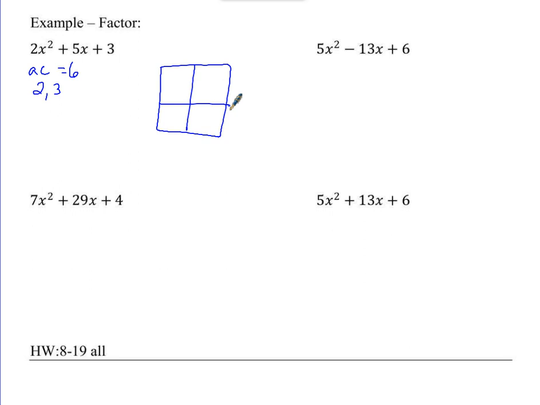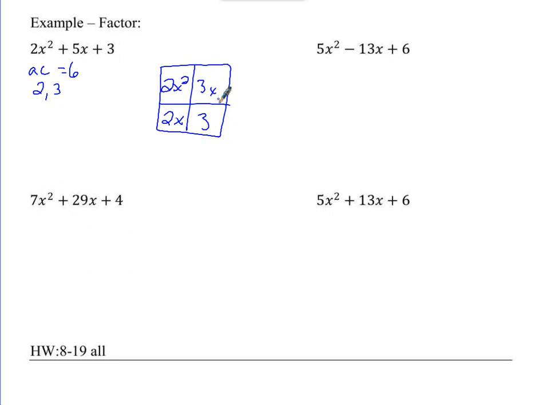And now we place our terms in the box. What term goes in the first box? The first term, the 2x squared. What term goes in the last box? The last term, the 3. Now what goes in these two boxes? Yes, the numbers we picked, the 2 and the 3, but we have to attach the variable to them. So 2x and 3x. That's how you set up the box.